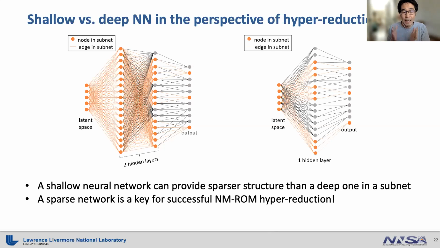On the other hand, if you choose a shallow neural network, and if you sparsify the connections, then the number of hidden nodes involved to compute those selected outputs is small. Therefore, the Jacobian computation of the neural net can be efficiently computed, and the nonlinear manifold reduced model can be used to accelerate the physical simulation. So this is exactly how we achieve the efficiency in the nonlinear manifold reduced model.